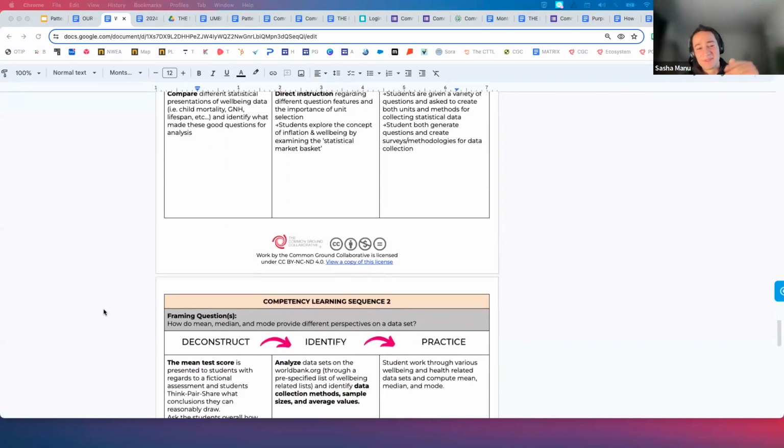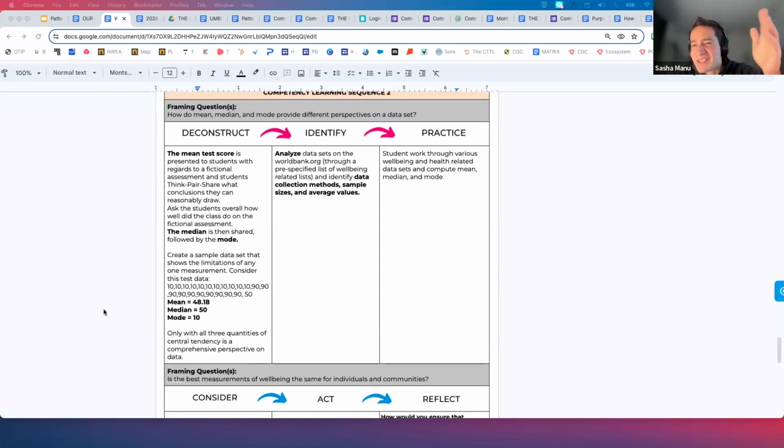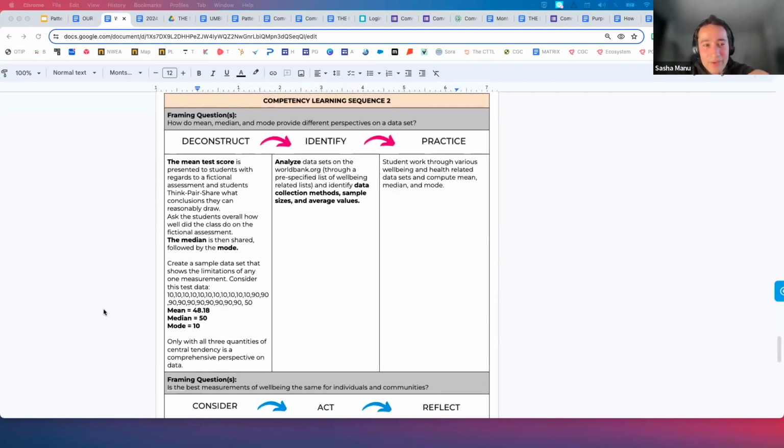And so the second competency sequence would be, this one's a little more nitty gritty, but I love this example where we'd be looking into how do mean, median, and mode provide different perspectives on data. We'd start by giving them the mean of a sample of test data without showing them the raw test scores. The mean of this data, if you notice, I bolded it at the bottom, is 48.18, right? 48.18% out of 100. And then we do a little think, pair, share. What does this mean? I've told you that on average, students got 48% on this test. What statements and conclusions can you draw from that?